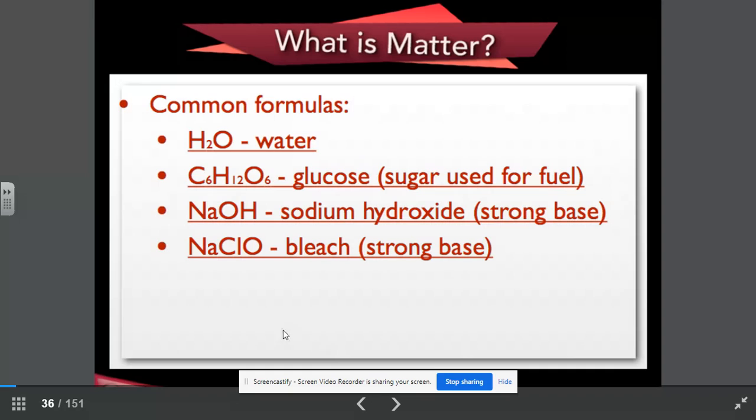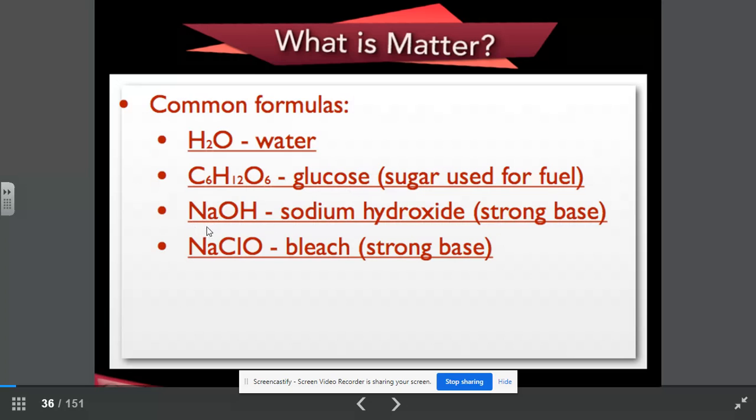Here are some common formulas. Again, we've talked about H2O, water. But we also have C6H12O6, which means 6 carbon atoms, 12 hydrogen atoms, and 6 oxygen atoms. When these 3 separate elements, carbon, hydrogen, and oxygen, are combined in this manner, we get glucose. We know that glucose is a product of photosynthesis.